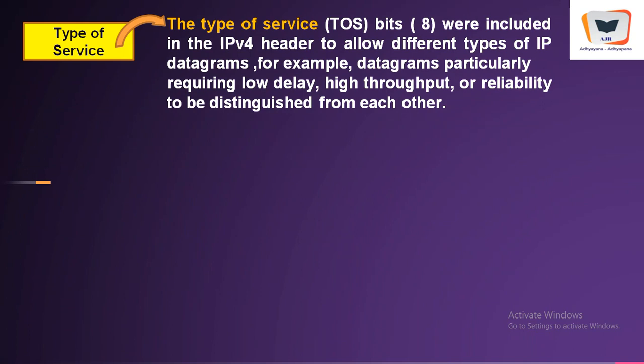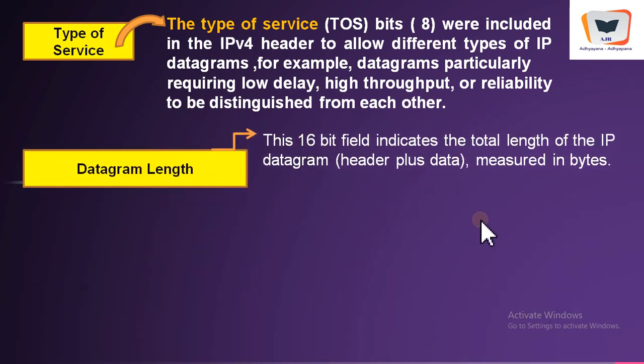Type of service is the next field. It is an 8-bit field. It is included in the IPv4 header to allow different types of IP datagrams, for example datagrams particularly requiring low delay, high throughput or reliability, to be distinguished from each other.